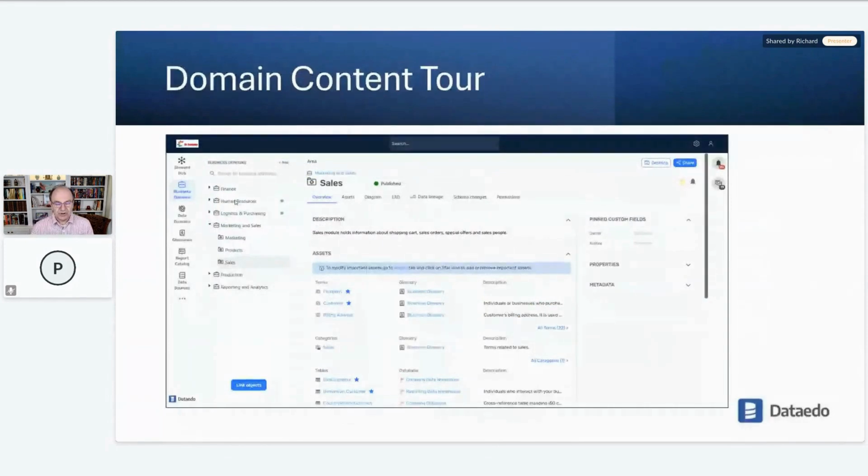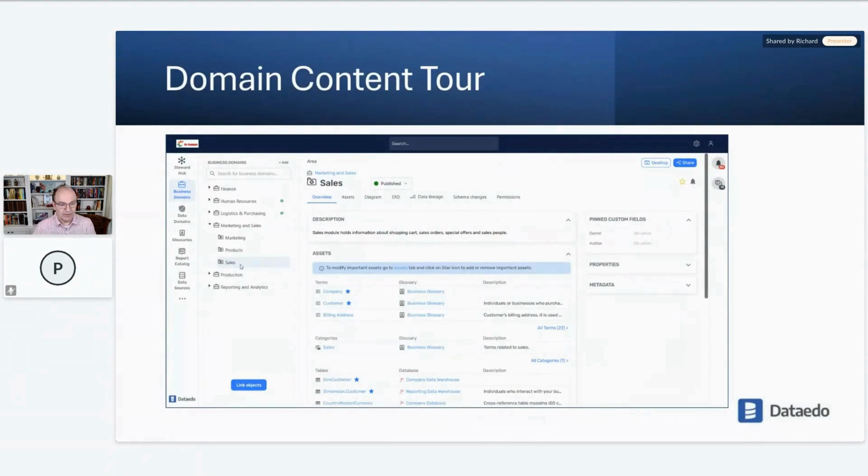As far as what users see when they come into Dataedo and they start utilizing domains to access information, I mentioned guiding people to the right place. So this example here, a person comes in and they immediately recognize that they may be a member of the marketing and sales department. They naturally click on that. And then they have these choices and they see that they are a member of the sales team. They naturally click on that. They're drawn to it because it's their job.